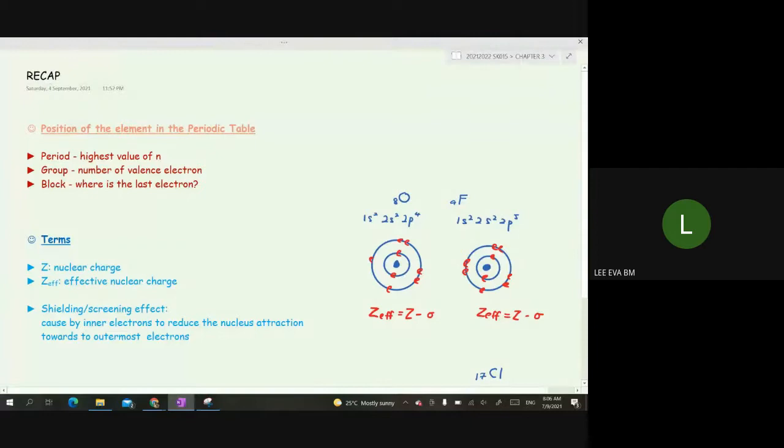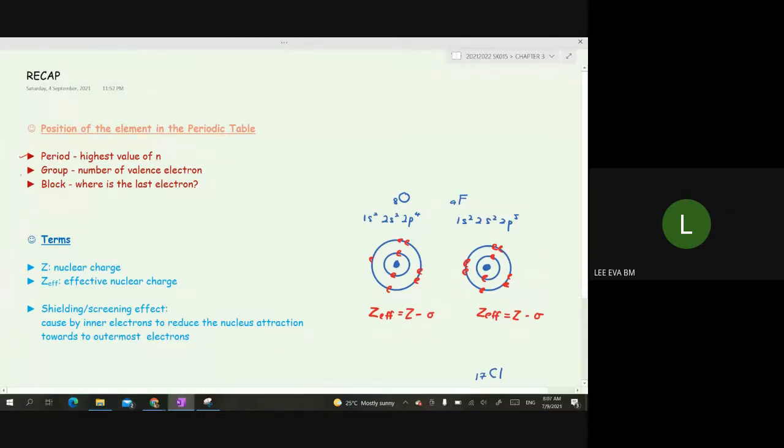Okay, so in this case, when we want to find the period, you have learned to look from the highest value of n. The highest value will give you the period. So let's say n equals 4, then it comes from period 4. Or if n equals 3, the highest value, then it comes from period 3.